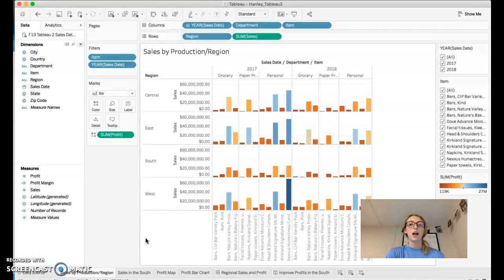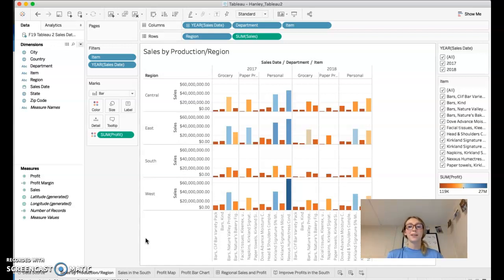This page is titled Sales by Production and Region. When analyzing the data provided, I realized there was a lot of it, and creating a document to analyze every piece would not be the best way to go around it. Instead, I just decided to focus on one region, and that would make it easier for someone to understand.